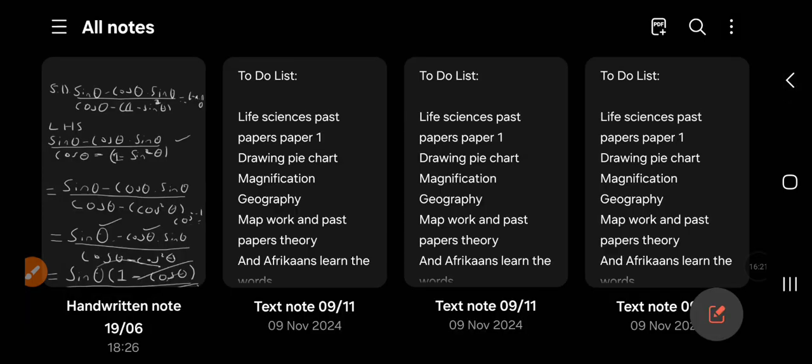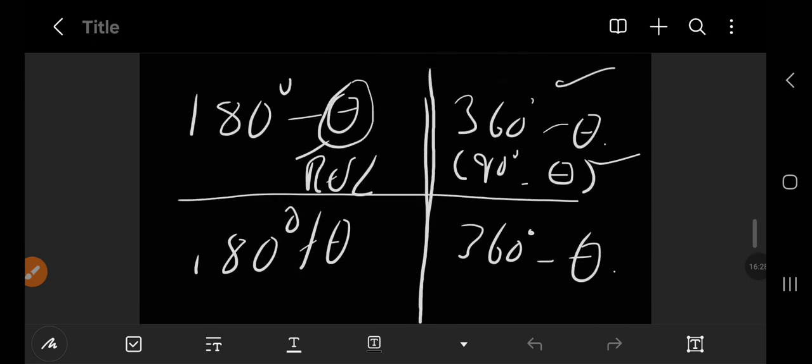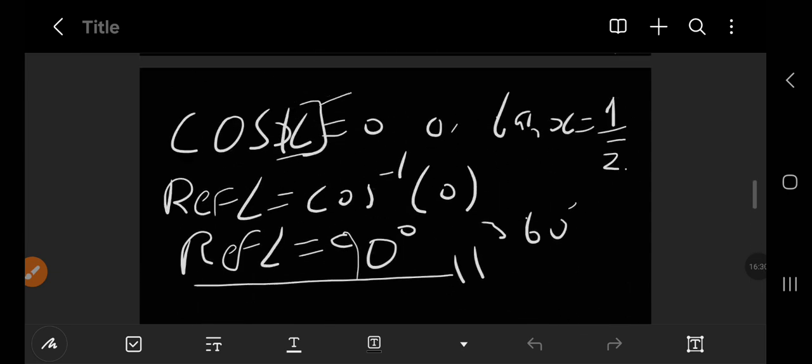tan x. So tan x was equal to 1/2. So what was the angle? I think we did it earlier on. Let me just double check what it was. Oh yeah, I actually didn't do it. So let me just fix that.